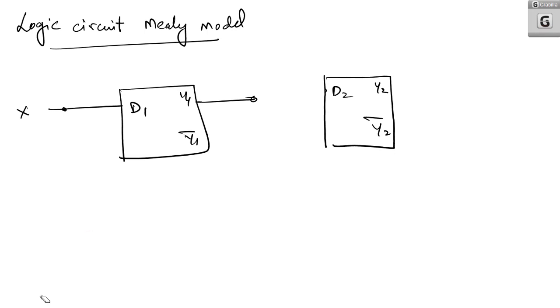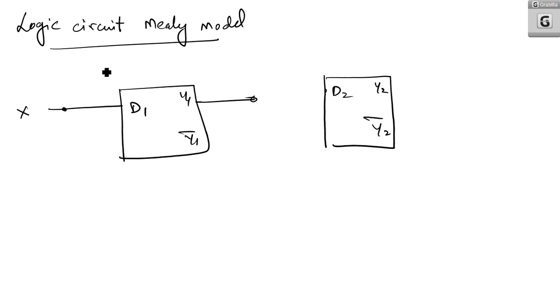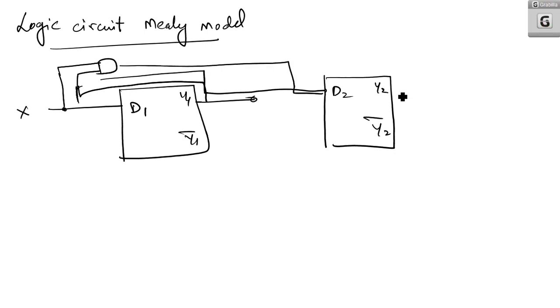So it is the input to D flip-flop number 1, and here I am having an AND gate. So what I am doing is, H is taken and Y1 is also taken, and that is given as D2. Here Y2 is taken out. So this is Y2. So Y1 and Y2 are taken out.